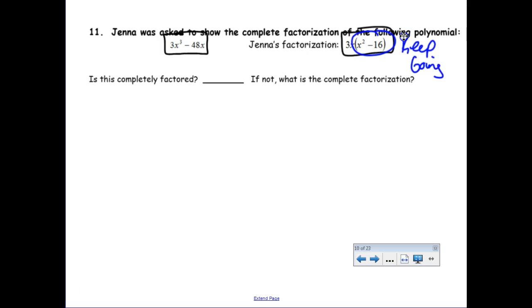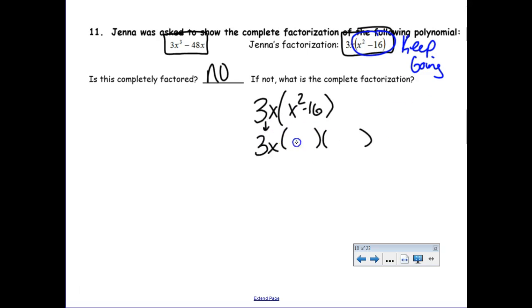The x squared minus 16 is the difference of two squares. So no, she's not completely factored. I like that she took out the 3x. That was correct. But x squared minus 16 factors again. Now what I need you guys to worry about, a lot of you would factor that again and then you'd lose the 3x. That's not quite right. Alright, x squared minus 16 factors into x plus 4 times x minus 4.